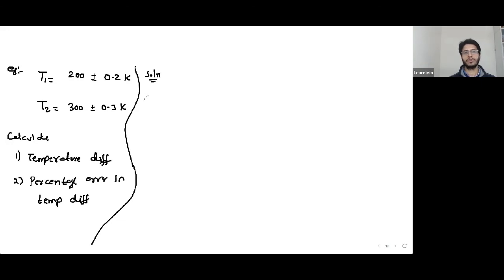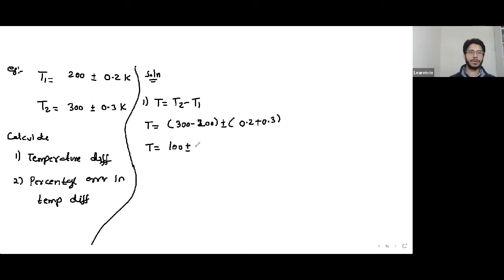Solution. For the temperature difference, it's basically T2 minus T1. When you subtract quantities, the mean values get subtracted. So 300 will subtract 200. But the absolute errors will get added up. You will add 0.2 and 0.3. So this T comes out to be 100 plus minus 0.5 Kelvin. Is it clear? Yes, sir. It's okay.